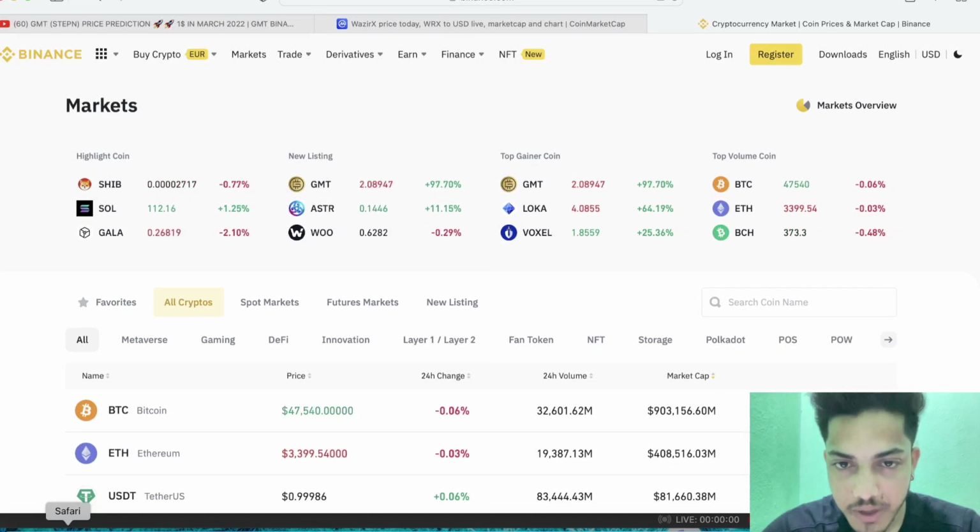Let's talk about GMT token, what we can do at this particular point of time, when to buy, when to sell, what's going to happen next from here, technically what the chart is indicating. Let's do the technicals first, then after I'll talk about the fundamental part and the price prediction for this token.